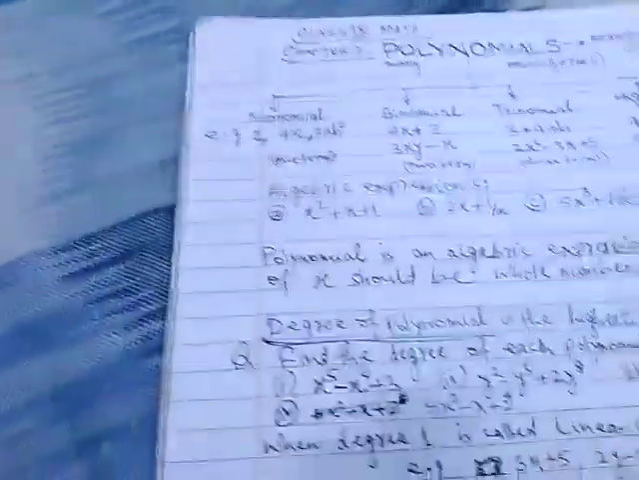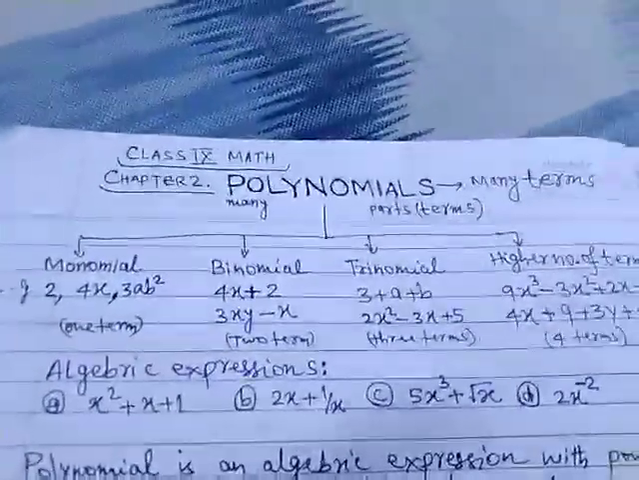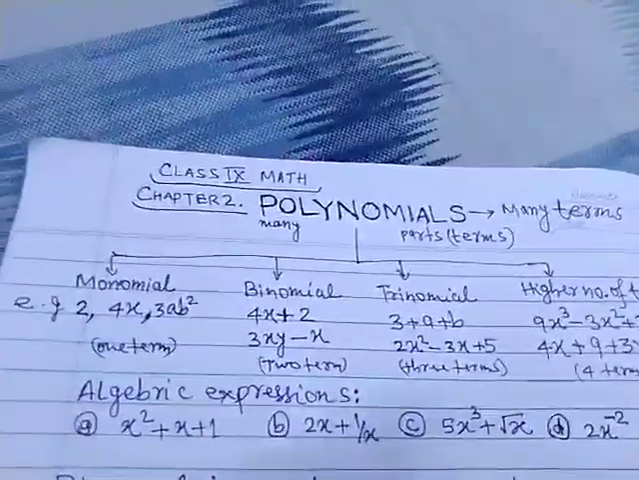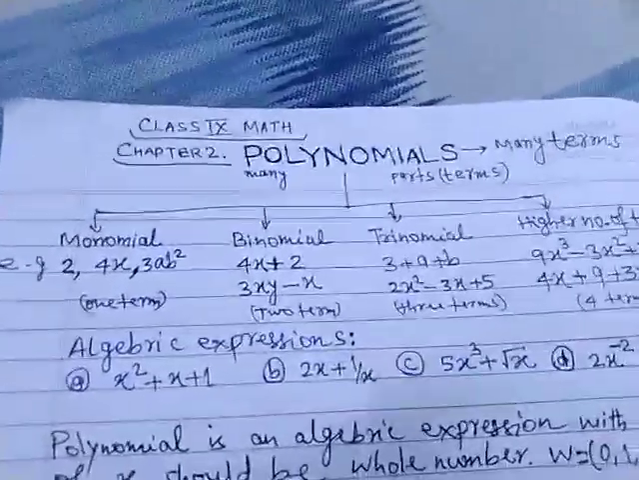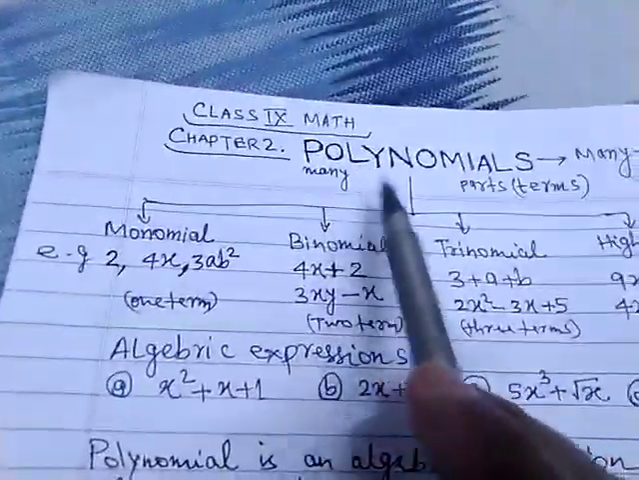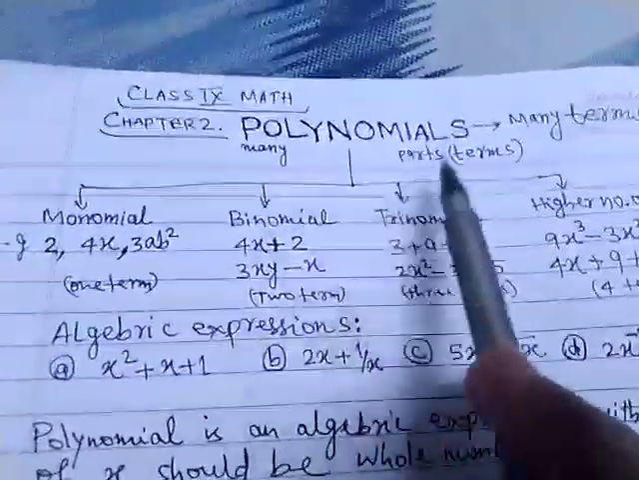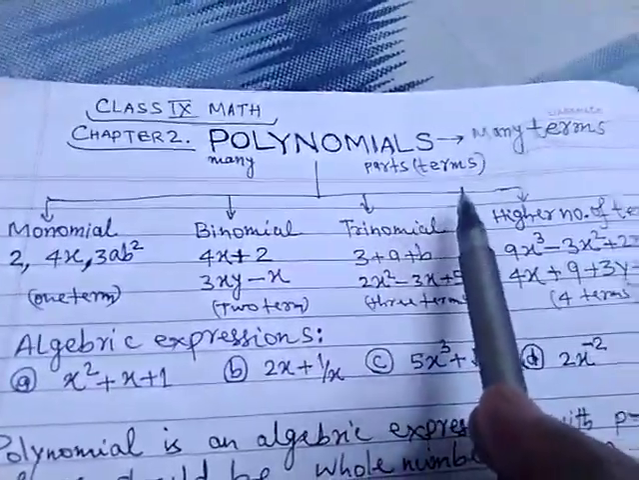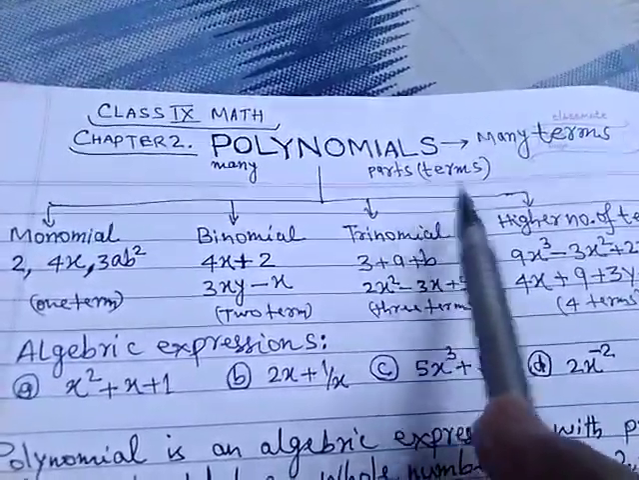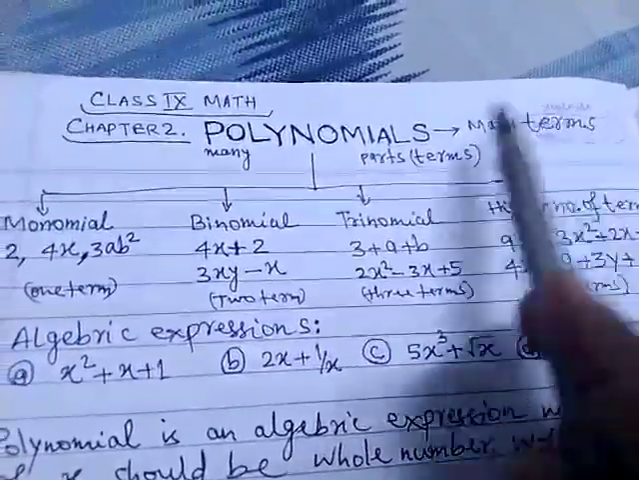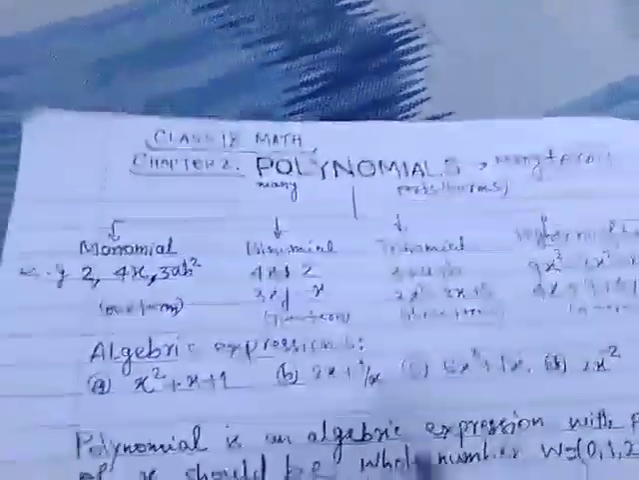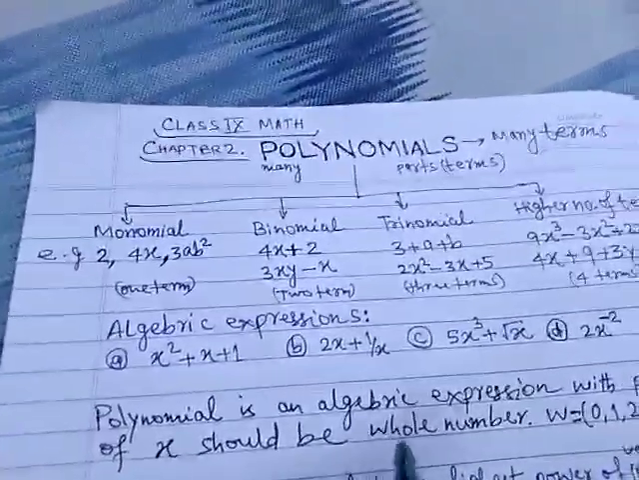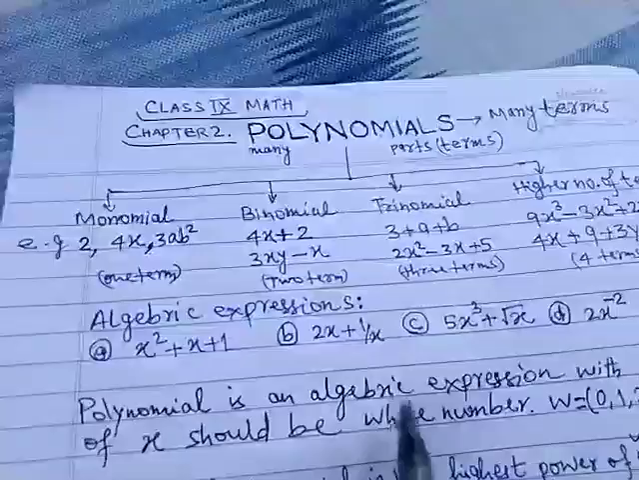So let us start. First, understand what is the meaning of polynomial. Okay. What is the meaning of polynomial? So polynomial has two words, poly and nomial. Poly means many, and nomial means name, parts, terms. So polynomial means many terms. But this is not correct. I will see in the next what is the actual meaning of polynomial.